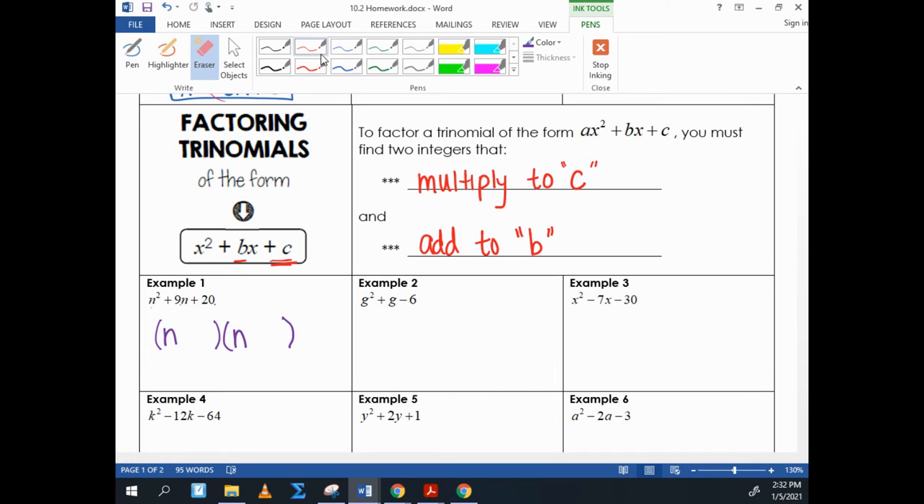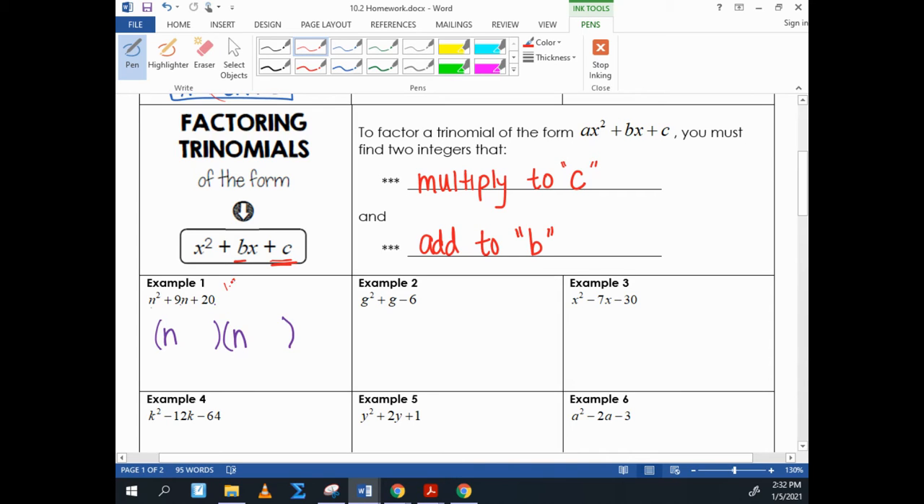We're going to look at the 20 because our last term right here, when we got to the c, our last term, our numbers have to multiply to c. So our numbers, we know, have to multiply to 20. So some of you guys are just going to be able to see these numbers right off the bat. I would still suggest writing down all of our factors of 20. Okay, I'm not going to give you a factor chart. You're just going to need to learn how to make your own factor chart.